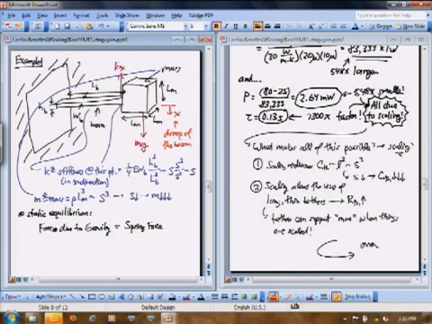So g is the acceleration due to gravity. Okay, and there's my little equation there. So I can rearrange this equation, and I can get an expression for x. So x is just going to be mg, or m divided by k, times g.